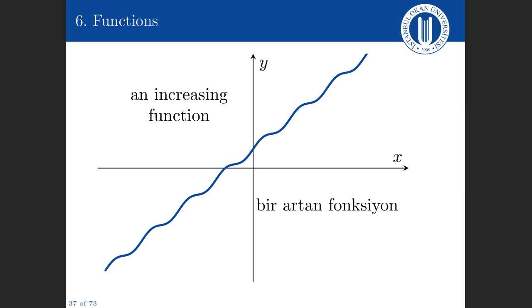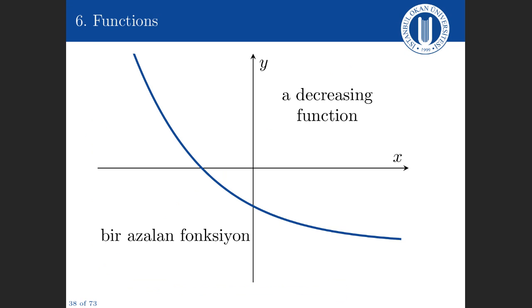Some pictures. This function, as we move from the left to the right, is always going upwards. This function is an increasing function. This function is a decreasing function. As we go from the left to the right, the function is always going downwards. So this function is called a decreasing function.